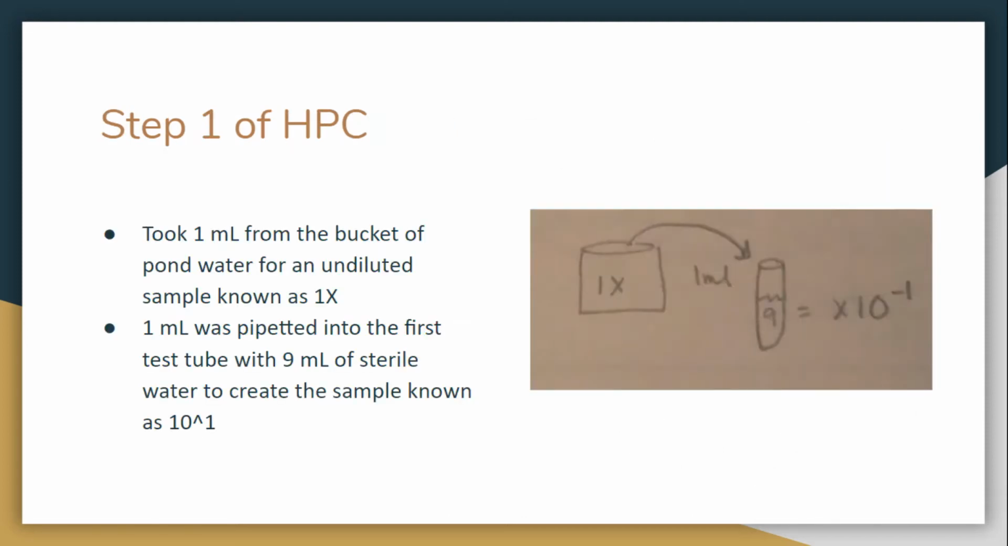Step 1 of HPC. Obtain 1 milliliter from the sample bucket of pond water into the test tube marked as 1x. Then pipette 1 milliliter of the test tube 1x into the test tube with 9 milliliters of sterile water labeled as 10 to the power of -1.